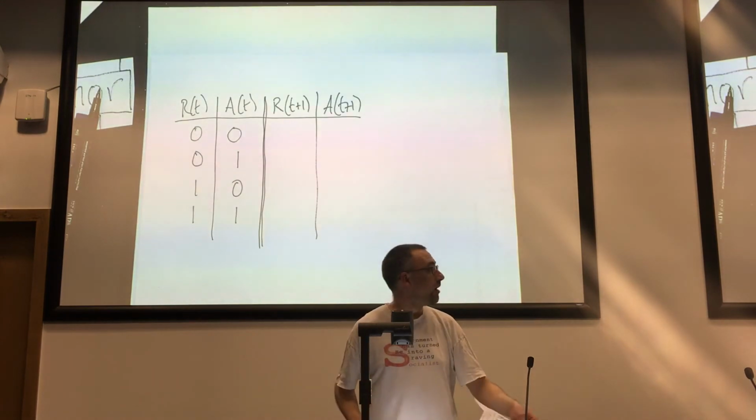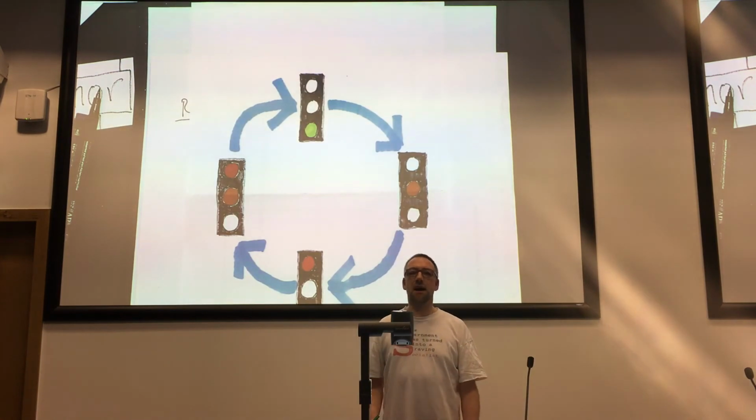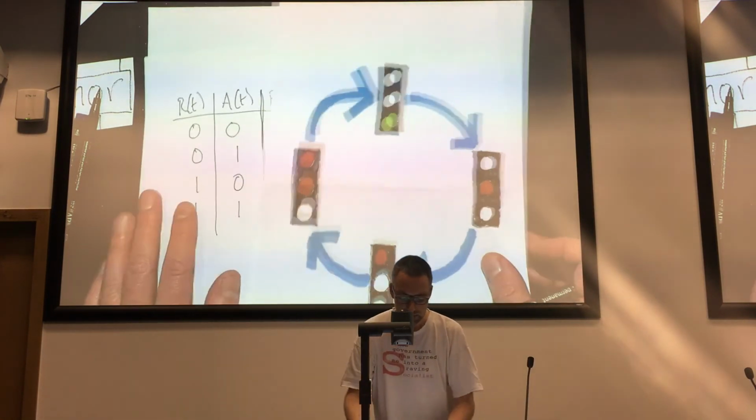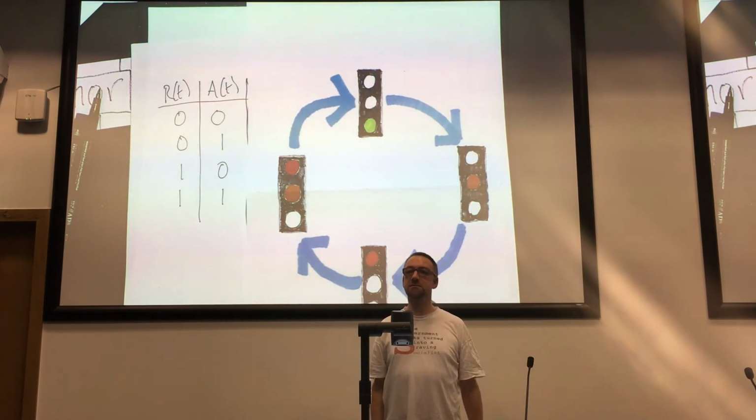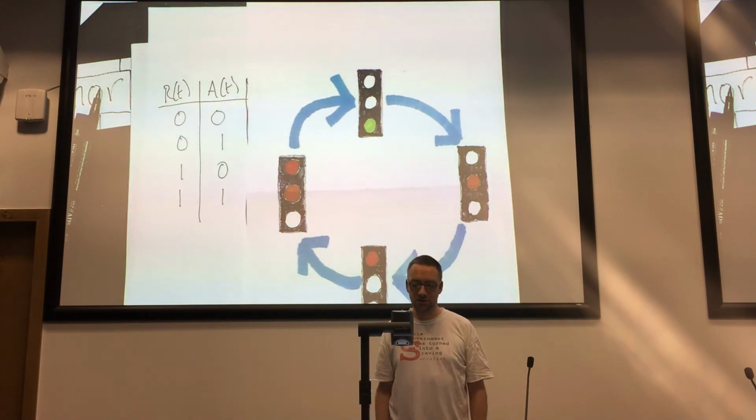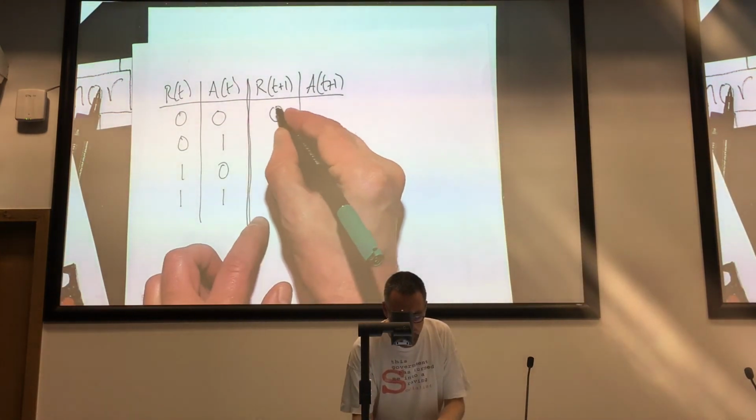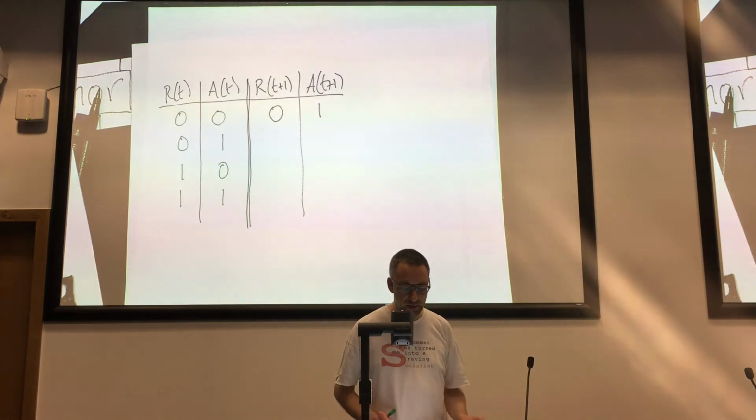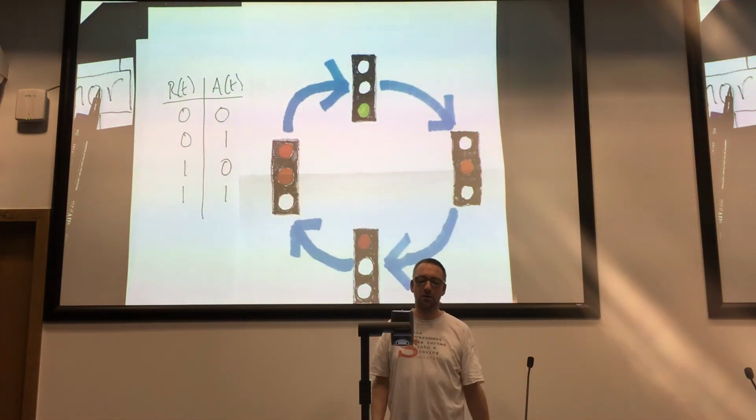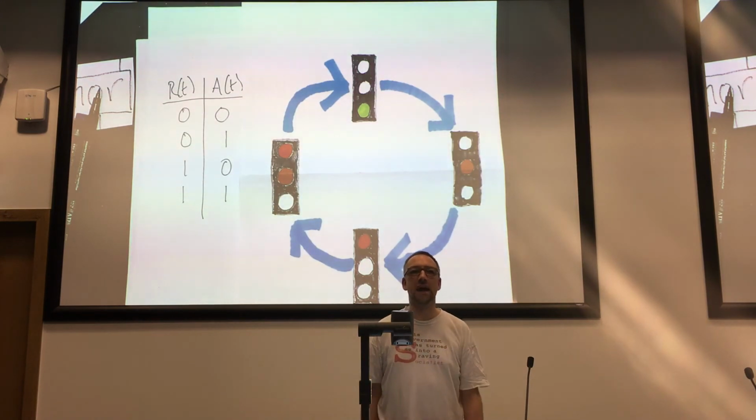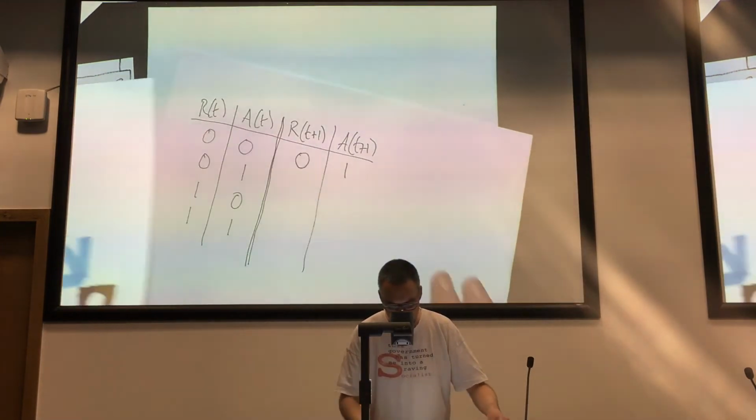So, possibility number 1. Red and amber are both 0. So what should they be next? 0 and 1. Red 0, amber 1. Okay. Now what happens when red is 0 and amber is 1? What's next? Red is 1, amber is 0.